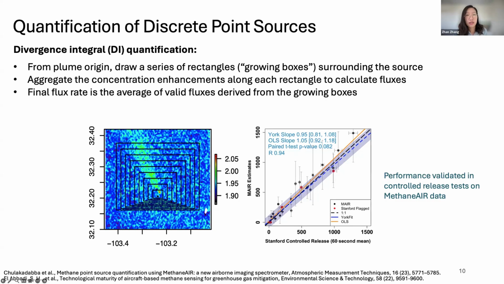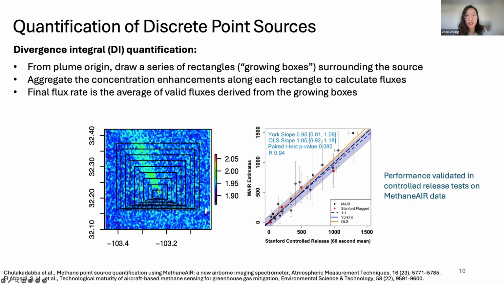Specifically, the way we implement this is that starting from the plume origin, we draw a series of rectangles around the source. These are what we call growing boxes. Then for each box, we aggregate the concentration enhancements along the box boundary and apply DI to estimate the flux. And finally, we take the average of valid fluxes derived from all boxes as our final flux estimate.